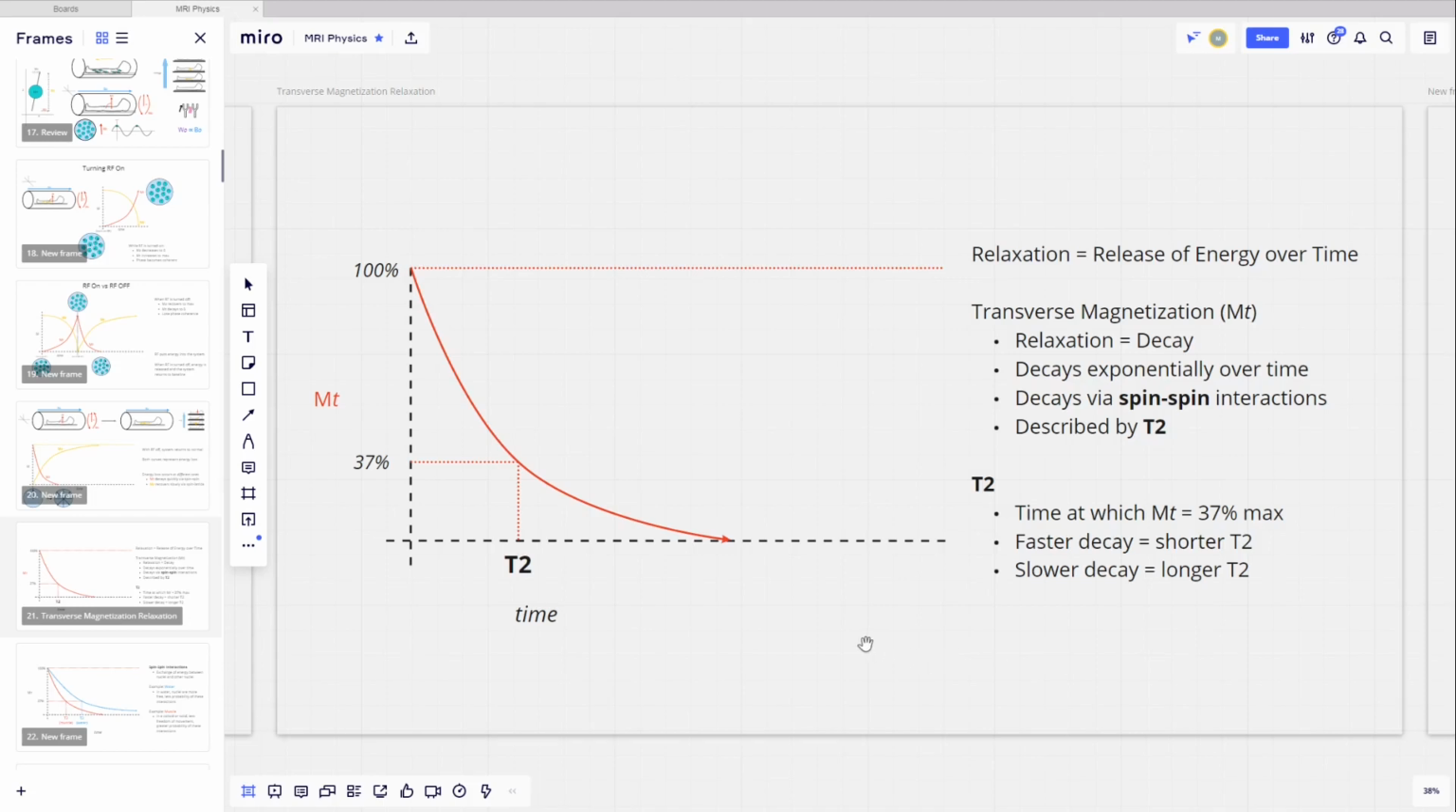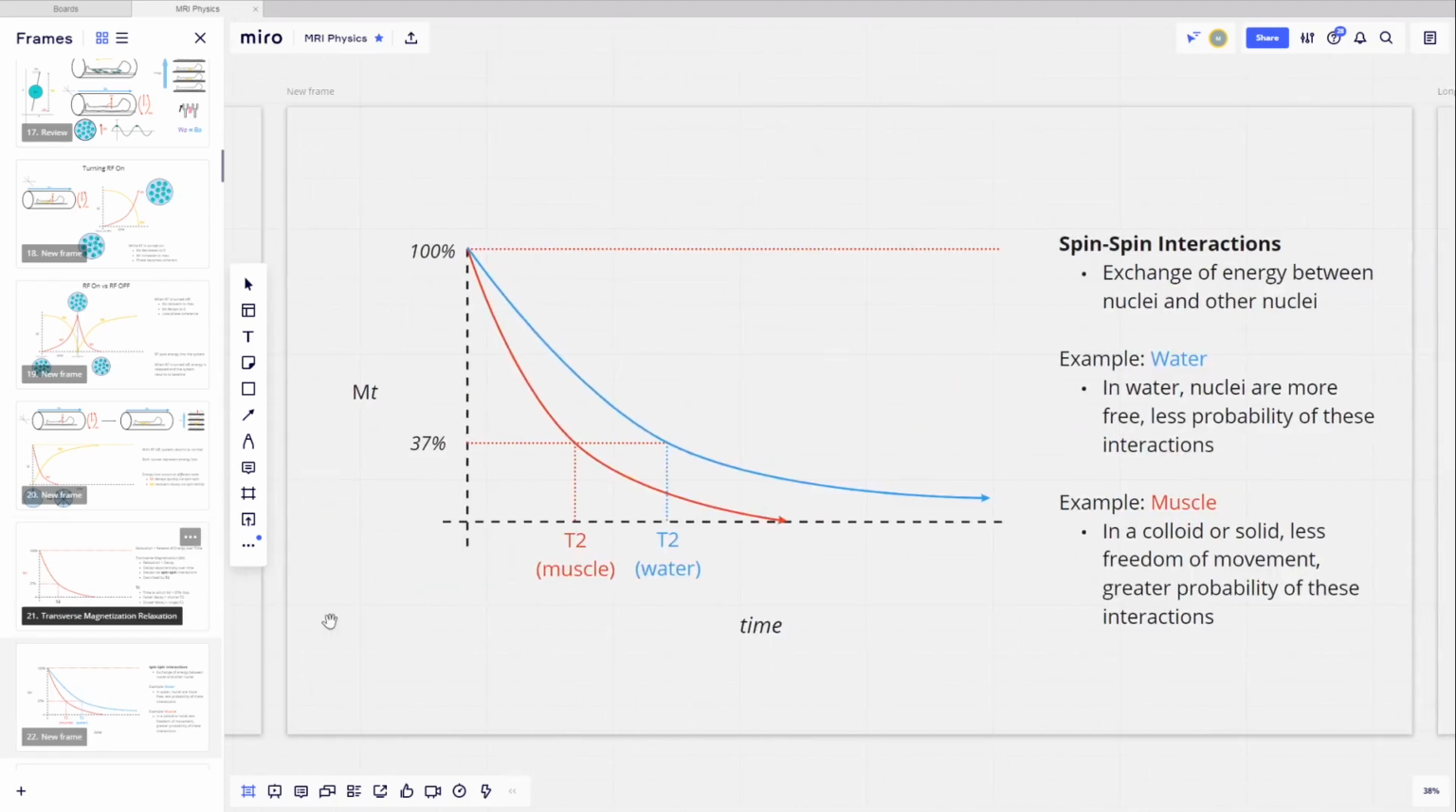So just to sum up, transverse magnetization decays exponentially. It's doing this through spin-spin interactions, which are interactions between spins, between our nuclei. T2 is the time at which there's 37% of the original transverse magnetization left. And then if I said something is decaying faster, what's going to happen to the T2? Well, it's going to be shorter. If something is decaying slower, well, then your T2 is going to be longer. Okay.